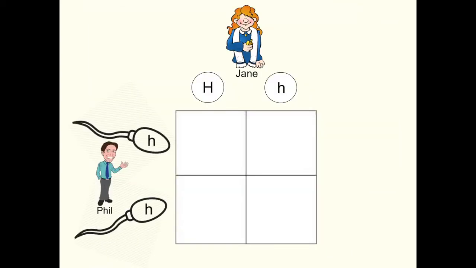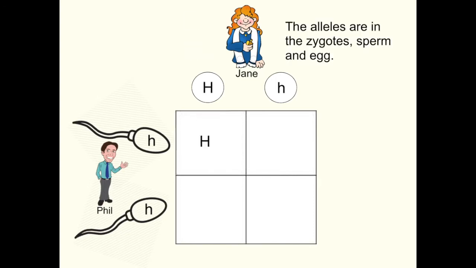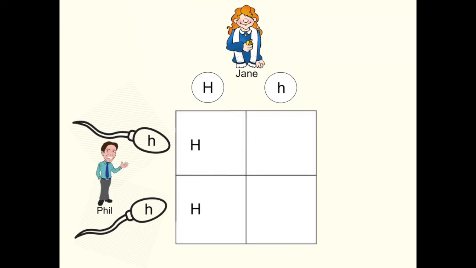Because we know that Jane is heterozygous and Phil is homozygous recessive, we can tell exactly what alleles they'll contribute. 50% of the time, Jane's egg is going to produce the big H allele, and the other 50%, she's going to contribute the little h. Whereas Phil has only the recessive allele, so he'll contribute the little h for all of his children. So this is what the possibilities of genotypes look like in each of the children.